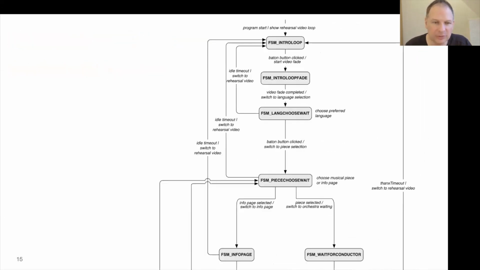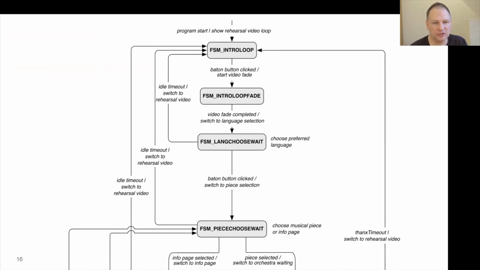So here's a zoom in on the first part. As you can see, the program starts, that's the external event. And as a response, the system starts showing the rehearsal video loop. It starts doing that video and then enters the state intro loop. This stays and it keeps looping the video, right? So lots of things are happening. It's playing back the video, it's restarting it when it's over, etc. We're not modeling that in this view here.